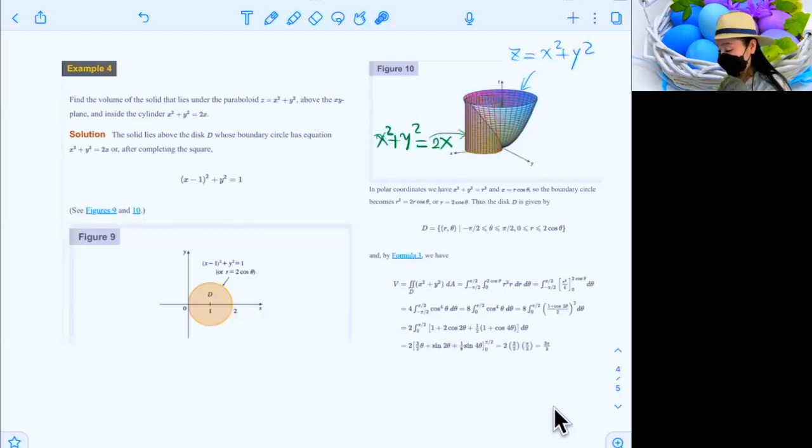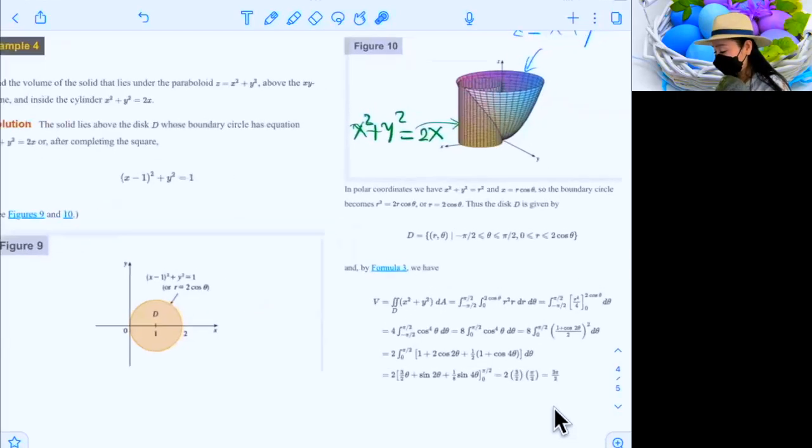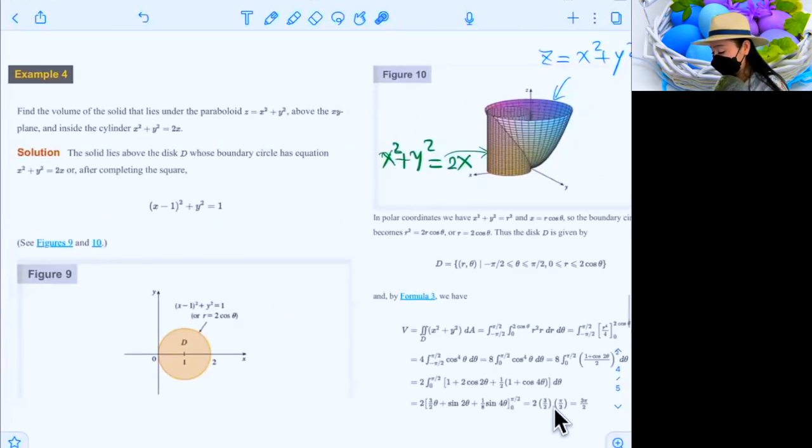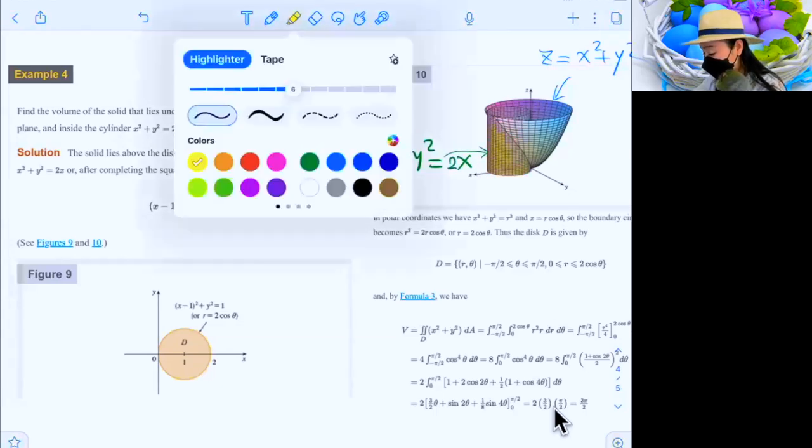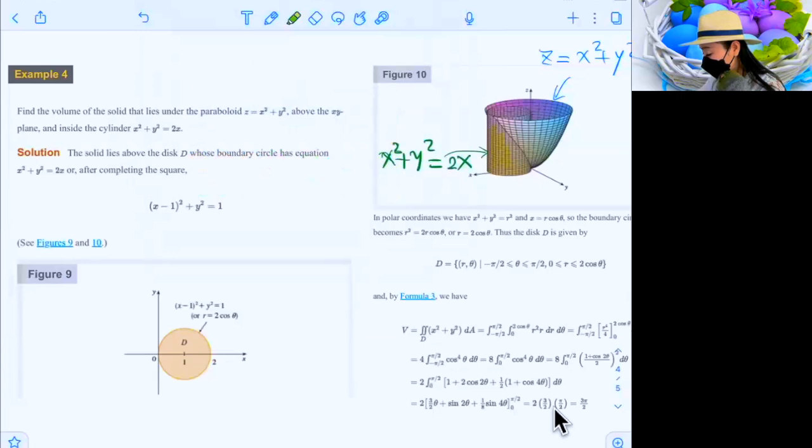Now, what are we looking for? We're looking for the volume of the solid that is under this paraboloid. So it has to be below the paraboloid. So there will be this part here, and then above this xy plane and inside the cylinder. So what are we looking for? I'm going to use green, see if it works. Okay, we're looking for this.